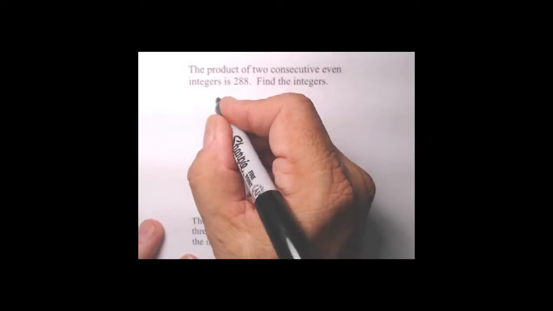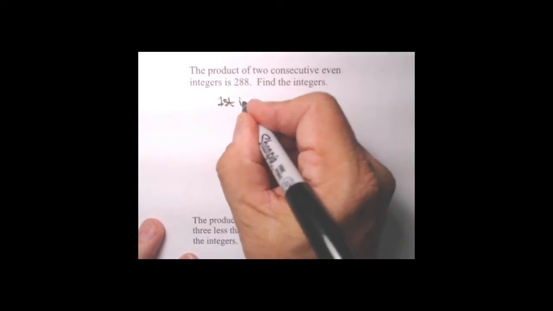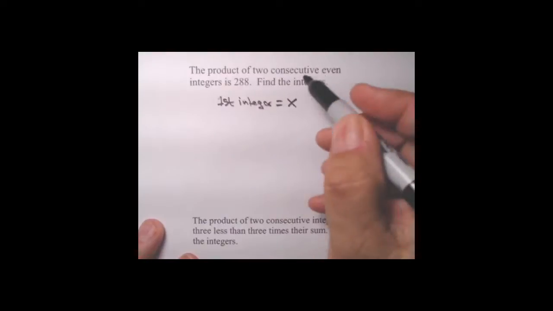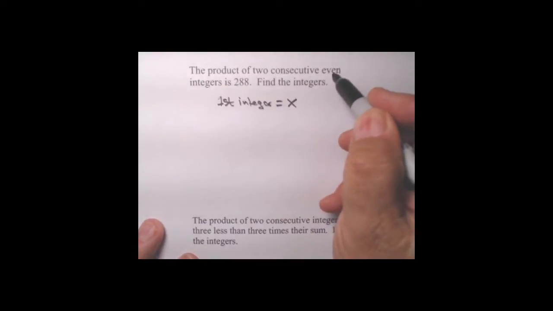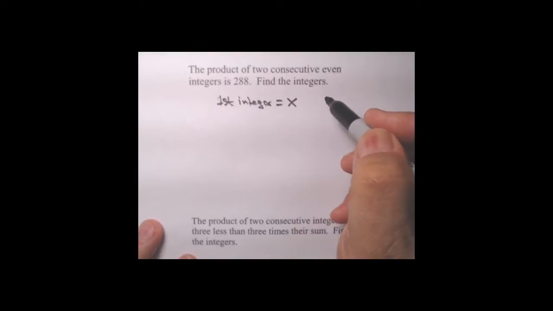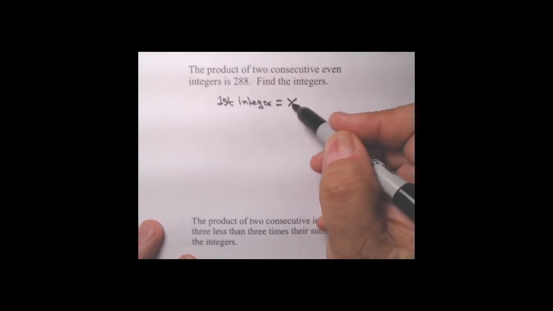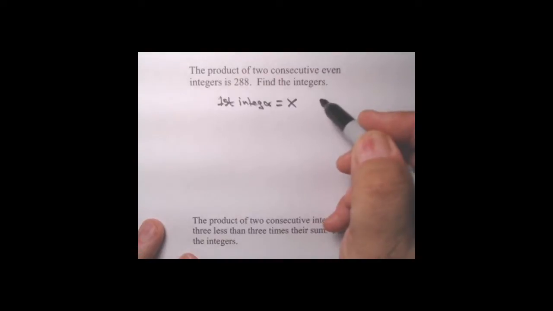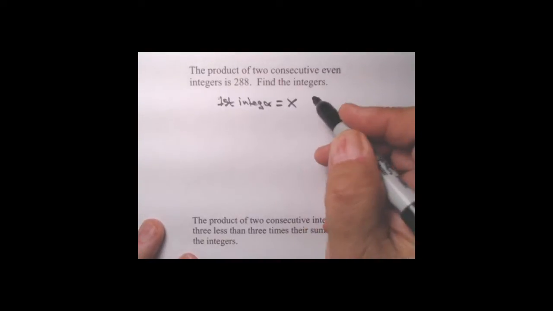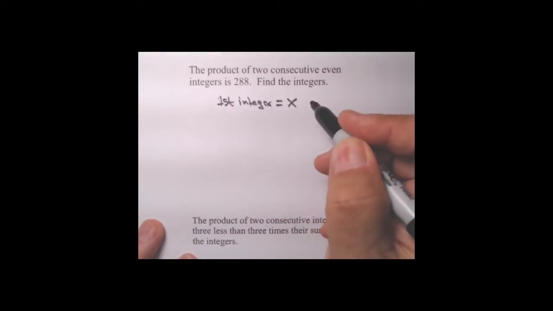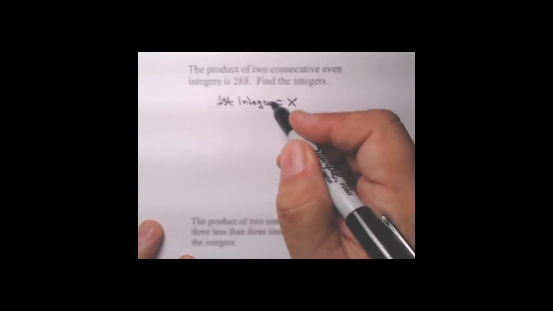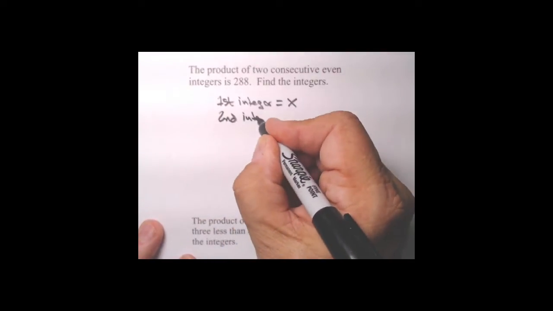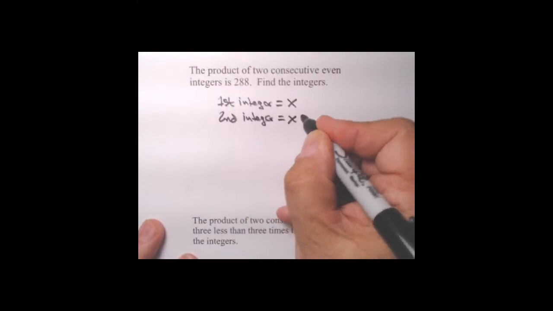Okay, first integer, let's make that equal to x. Use whatever variable you want. Now, these are consecutive evens, so the next one is the next higher even number. If this is even like 4, the next even would be 6, which means it jumps by 2. Evens and odds all jump by 2s. Odds 3, 5, and 7 jump by 2s. Evens 2, 4, and 6 jump by 2s. So that means our second integer equals x plus 2.